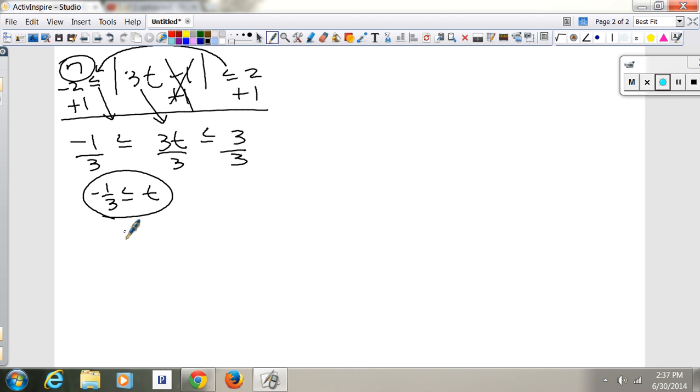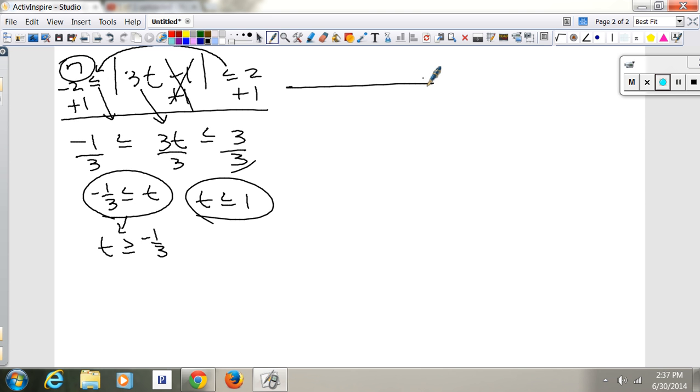That's one solution. I would flip that around so that you can see it like this, just because you want the t in front. You also have this one over here, which t is less than or equal to 1, is your second solution. Those are your two solutions. You draw a quick number line. 1 is an answer, and it's a closed dot because it says equals. Negative 1/3 is going to be right about there, and it's also a closed dot.